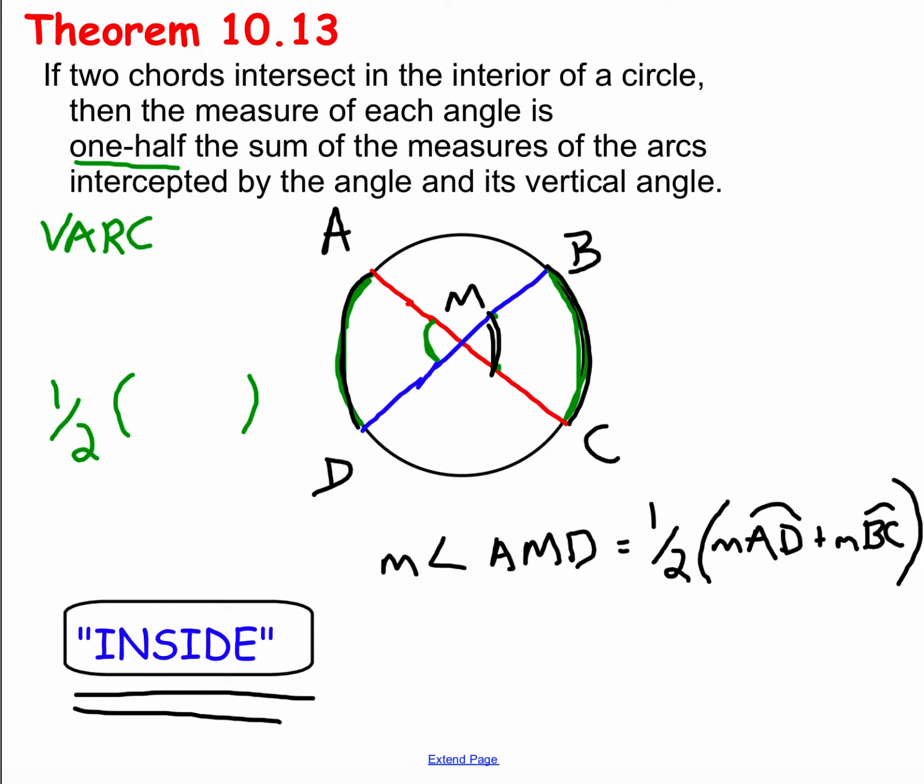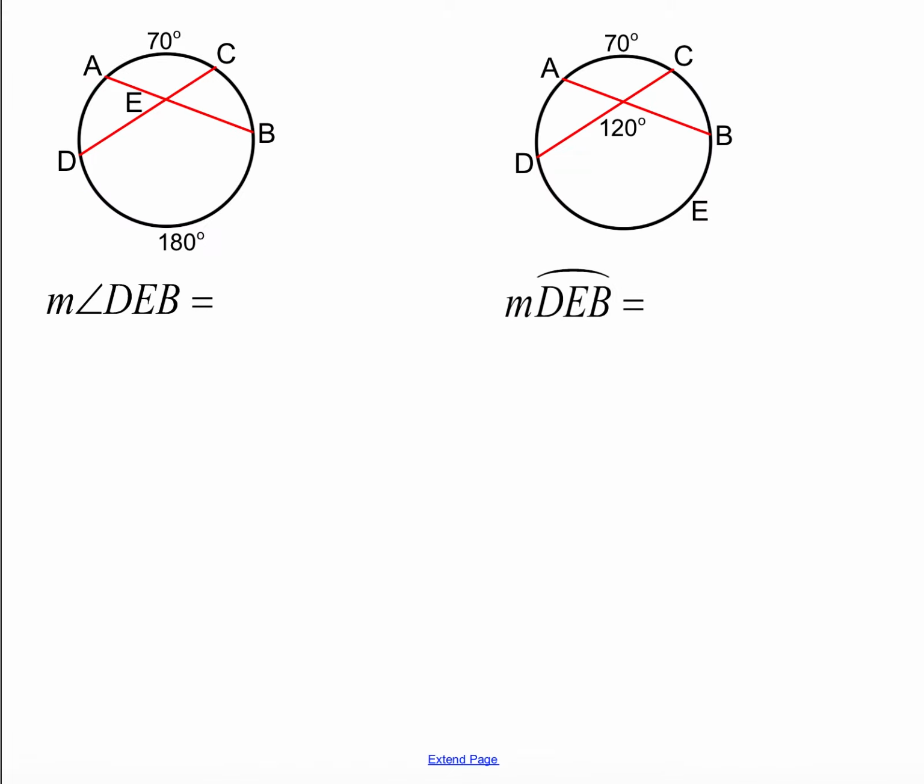Okay, so we're actually going to do a couple of practice problems now. Here they are, and we're actually going to do both of these together. We're going to set up this theorem just like we described. What we're looking for is the measure of angle DEB. That's this angle right here. If this is E, then the measure of angle DEB will be that angle there.